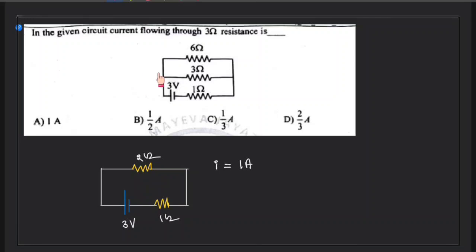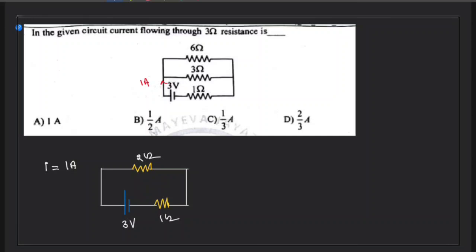So the current passing through is 1 ampere. The current passing through this is 1 ampere. Here you need to understand one important thing, right? Let me explain that in detail. The current passing is 1 ampere. Let me make it clear, right?